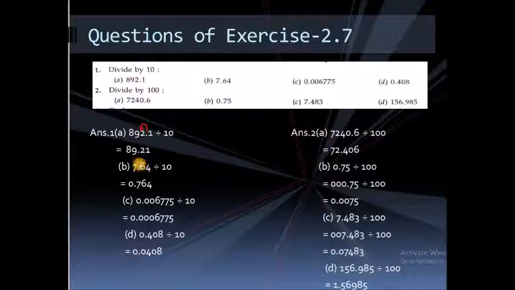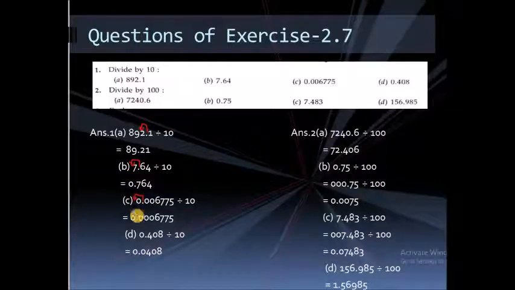So when you shift this decimal point one time to the left, it will come before 7 here. So my answer is 0.764. Next part, here you can see again you have to divide with 10. Only you have to shift one time because 1 0 is there in the 10. So shift this to one time left.